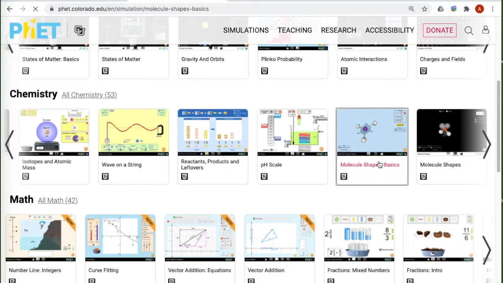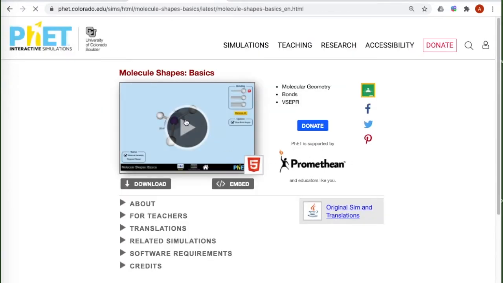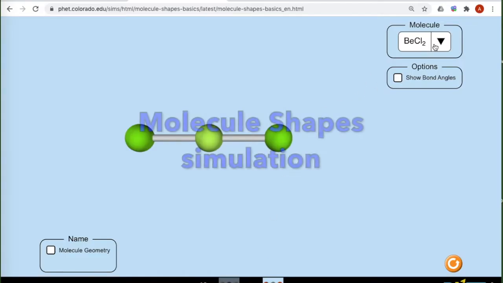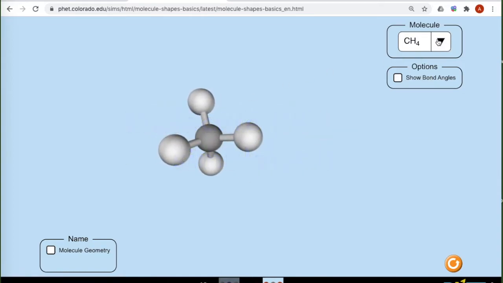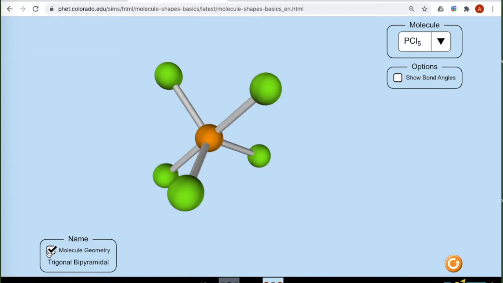About molecule shapes. Real molecules, this is beryllium chloride. These bars represent the actual bond. That's a trigonal bipyramidal.